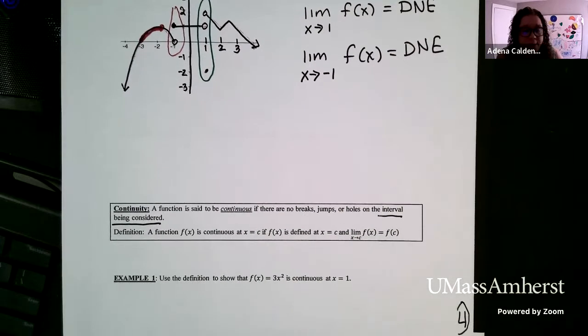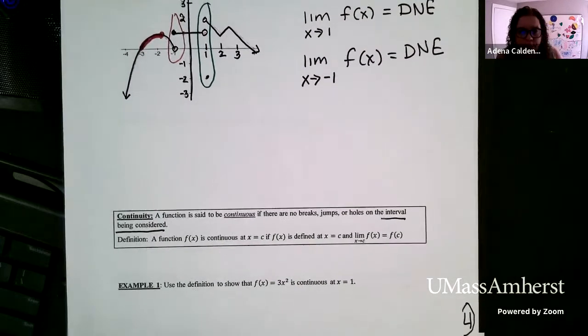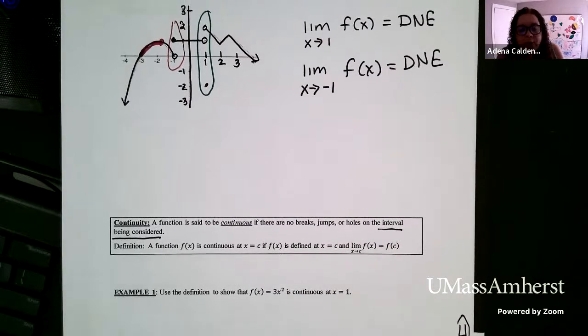Now, the mathematical definition of continuity is: a function f of x is continuous at x equals c. So we're talking about a very particular point, some value, if f of x is defined at x equals c. That means you can actually plug in the x value with no issues. And the limit as x goes to c of f of x equals f of c. So not only is the function defined at that point, the limit also is that value.